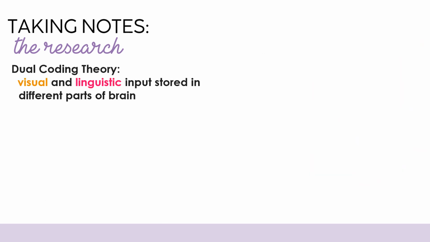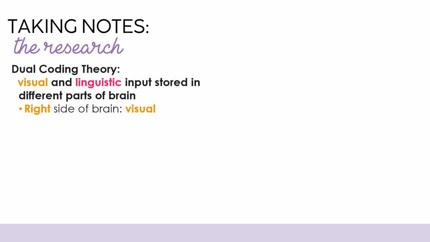Another bit of research that supports using color and doodling is dual coding theory, which was first put forth in 1971. Now there's a lot of information about this out there, so you can check out more if you're interested, but the main idea is that graphic or visual input and linguistic or verbal input are stored in 2 completely different areas of the brain.